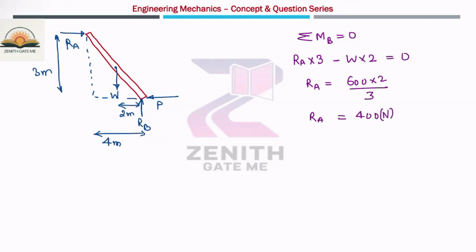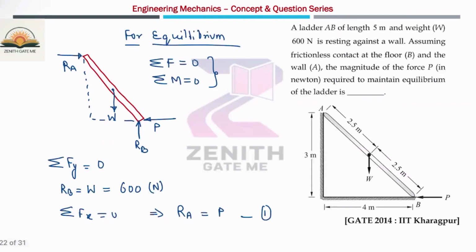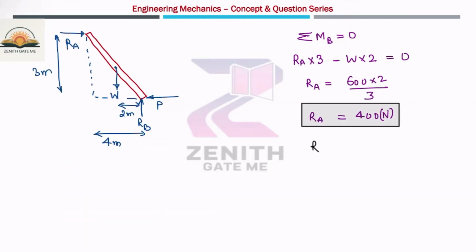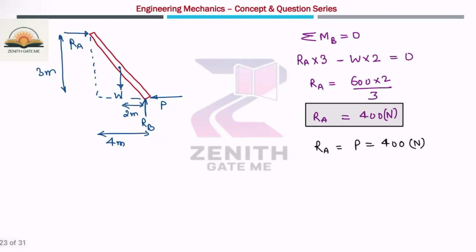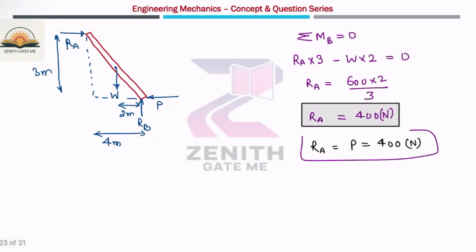So once you know the RA value, now you can calculate the value of P by using the first equation. This RA is equal to P. So RA is equal to P, which is nothing but equal to 400 Newton. So this is the P value which you have to apply, which is nothing but 400 Newton, so that the ladder should be in equilibrium.